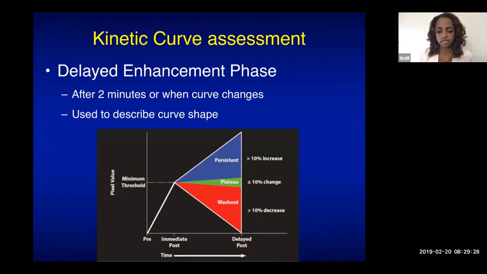There might be a malignancy with persistent enhancement kinetics. Or sometimes, for instance, a lymph node, which is a benign finding, might have a plateau or washout kinetics. So you can't just base it on the kinetic curve assessment. Like I said, you take a lot of things into consideration, the morphology, the distribution, and the kinetic curve assessment, and you put those things together to decide whether a finding is suspicious or not suspicious. But just in general, persistent is usually considered not as concerning, and washout and plateau are concerning.